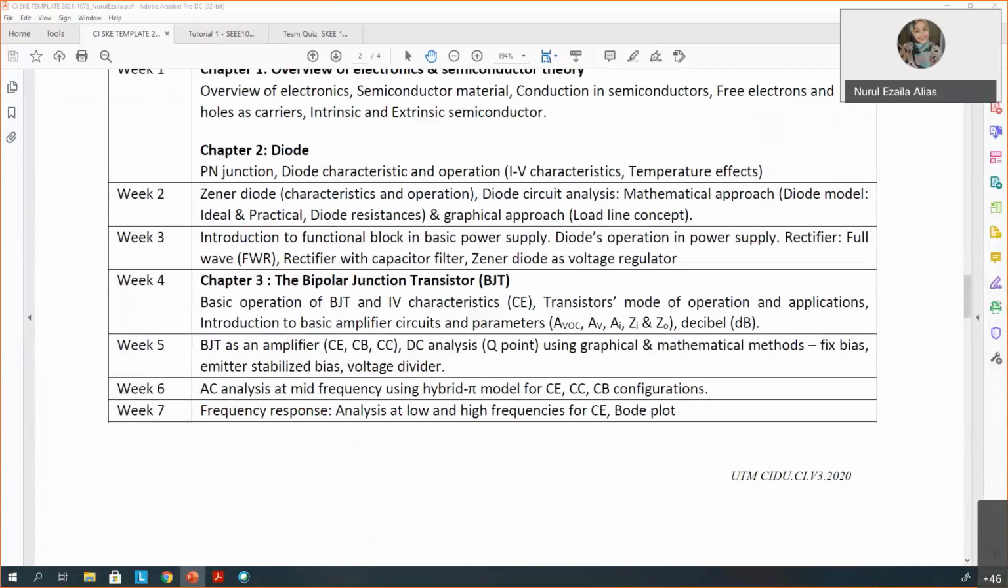So I need to copy this. Okay, give me 1 minute. Not 1 minute, 2 seconds.